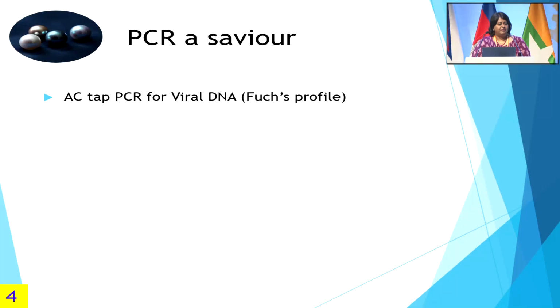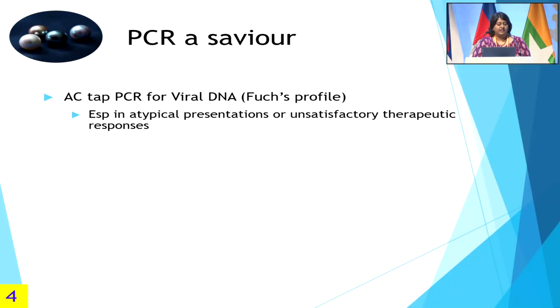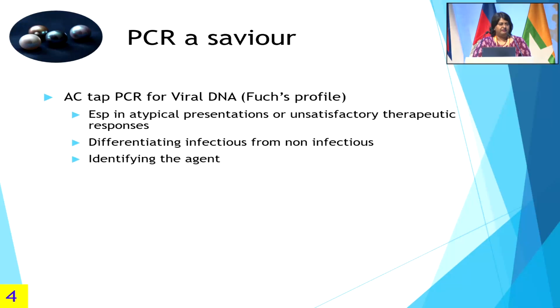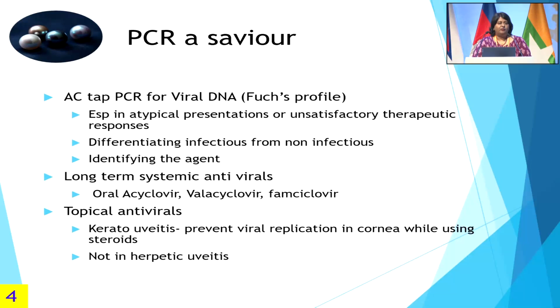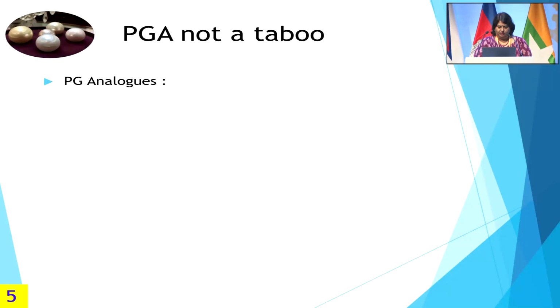So is PCR a saver? That is the fourth pearl. AC tap for PCR for viral DNA, especially in atypical presentations and unsatisfactory therapeutic responses. It is important because it differentiates the infectious from the non-infectious and identifies the agent. So if you target the agent, then again control of IOP gets better. Topical antivirals may be useful in keratouveitis, but as such not in uveitis alone.